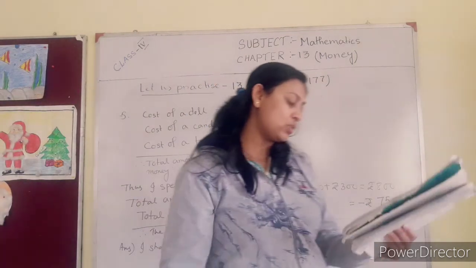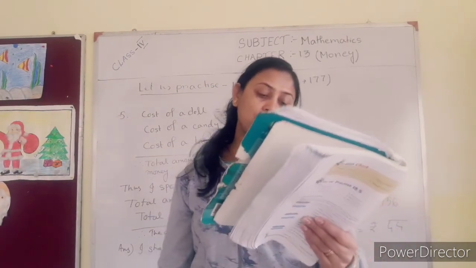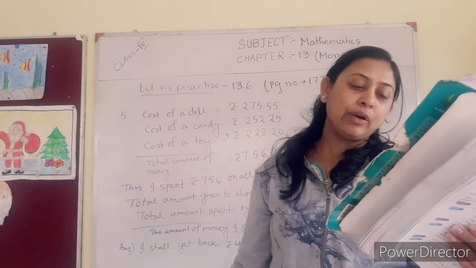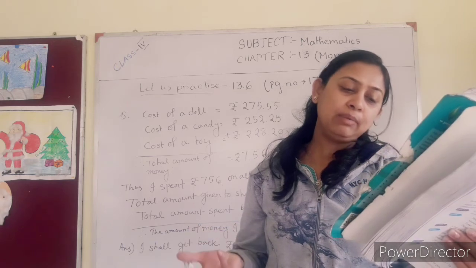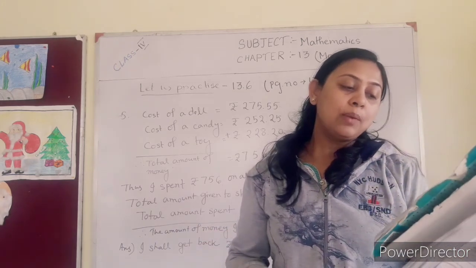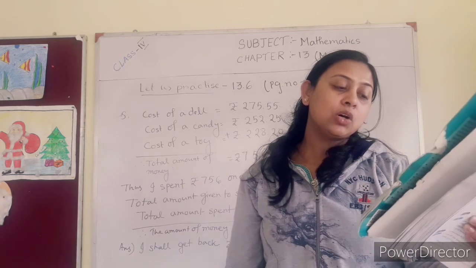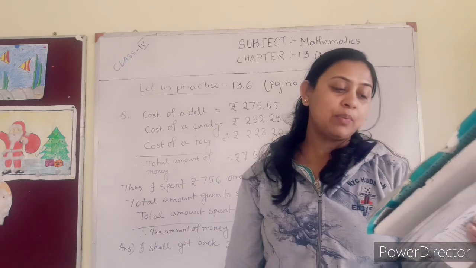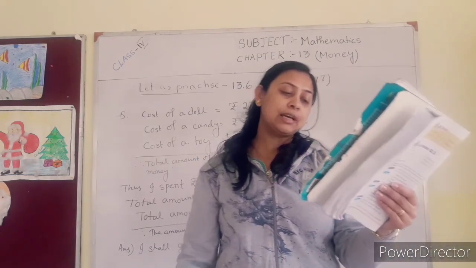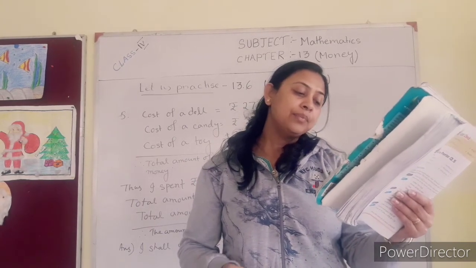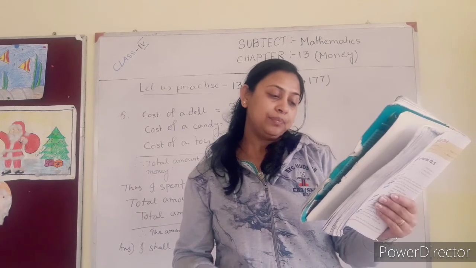Now the next one, 6. Cost of one eraser is rupees 12.45. Find the cost of 75. So multiplication, you have to multiply 12.45 by 75. Number 7. A diary costs rupees 26.75. Find the cost of 15 such diaries. So same, you have to multiply here.